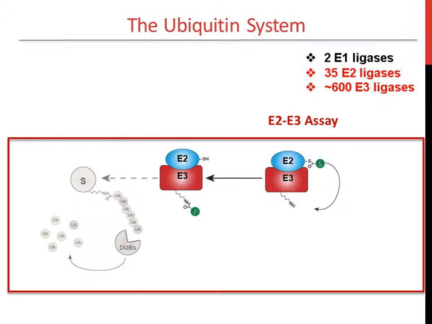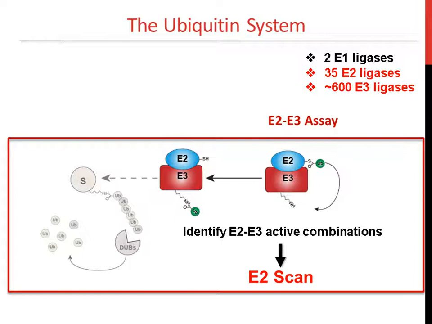So, as I told you before, there are 35 E2 ligases and 600 E3 ligases, and one thing you always need to know before you do any screen is which E2 and E3 work together. It's not always that simple. It's not always one E2 that works with one E3. In cells, they often have different interaction partners, but you need to identify which ones are working, and this is something that we call an E2 scan.